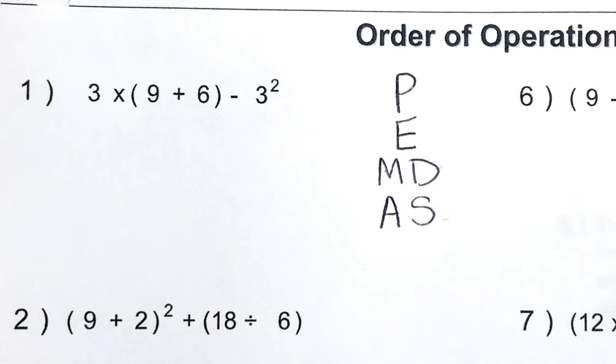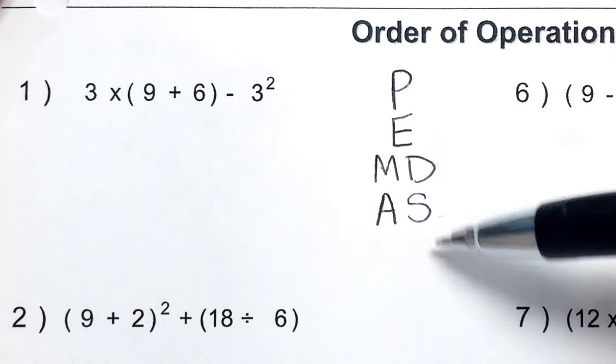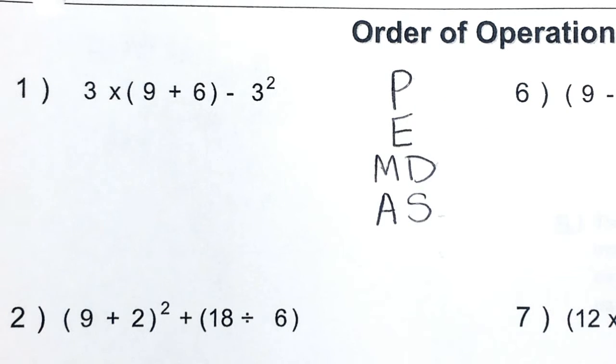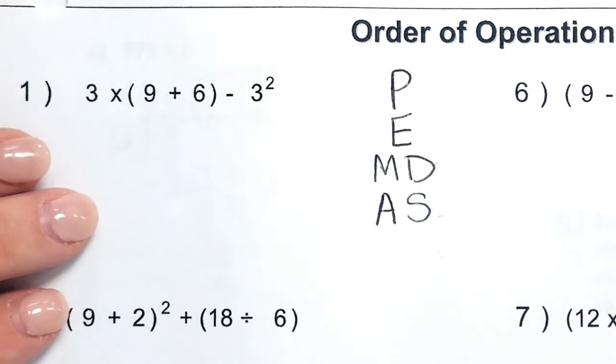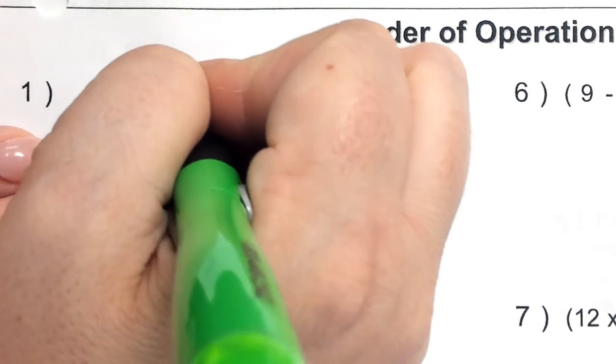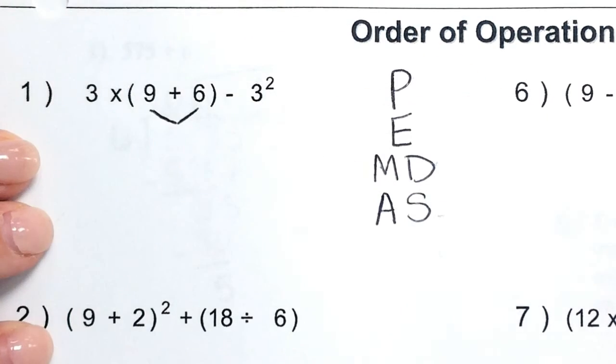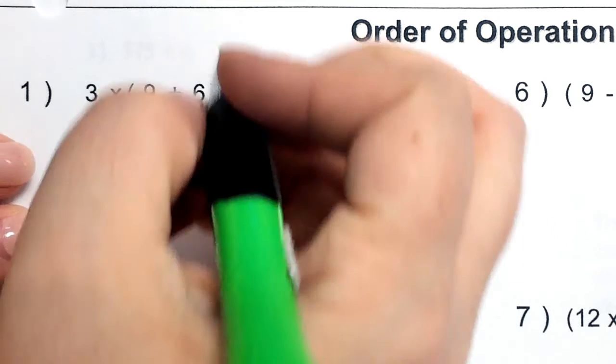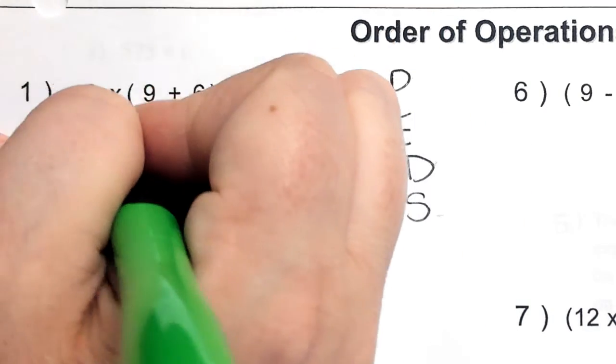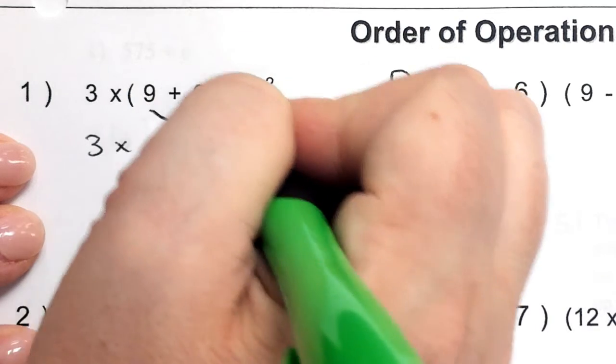So for number 1, using our acronym over here, what should I start with on number 1? What's the first thing I should do? Ethan? 9 plus 6. So what we're going to do is show every step. Guys, if we're doing the order of operations, I have to see the order you do each operation. You can only do one thing at a time so I know what order you're doing it in. All right, 9 plus 6 is? 15. I'm going to leave everything else in the problem exactly like it is.